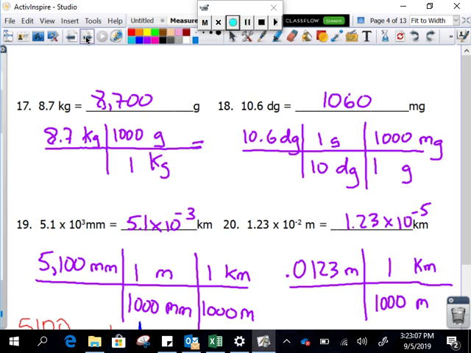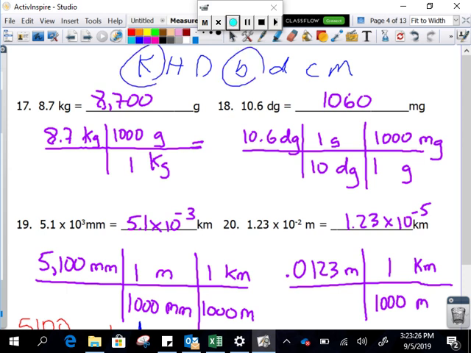So number 17, 8.7 kilograms changing into grams. If you want grams, you have to put grams on the bottom. Then you have to figure out who's bigger, grams or kilograms. So I'm going to write down K, base unit, chocolate milk. The kilos are here and the grams are there. So the kilo is bigger, so I put 1 with the kilo and 1,000 with the grams because it's 3 steps away, so 3 zeros. And then I grab my calculator.